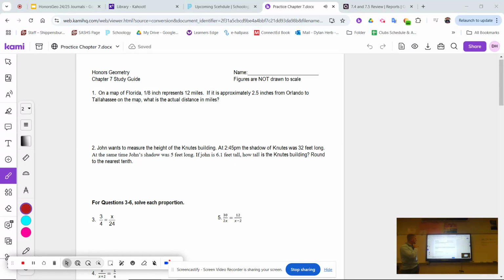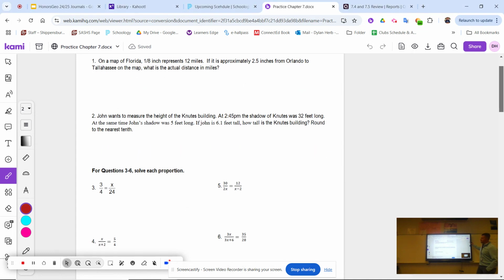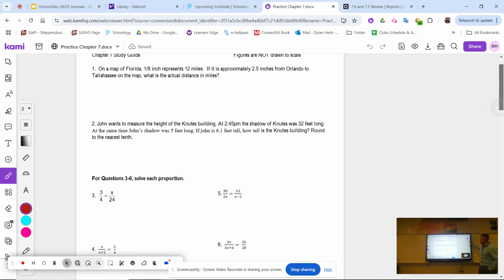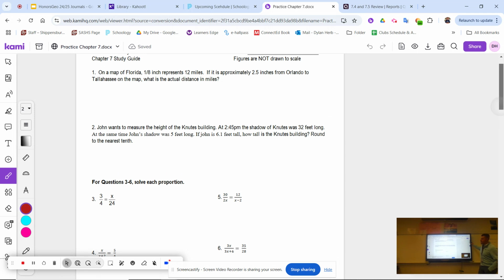All right, so I'm going to go over the study guide for Chapter 7, which is similar figures here. Won't necessarily go over every question, but might hit on a couple here that are similar to each other. So these first two are relatively similar. Both of them are proportion word problems.